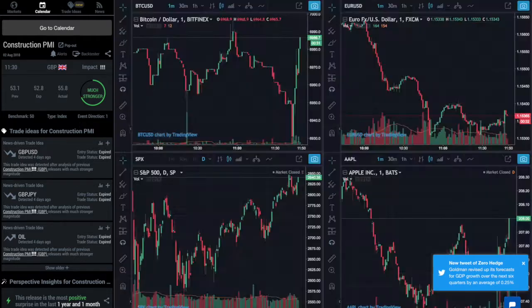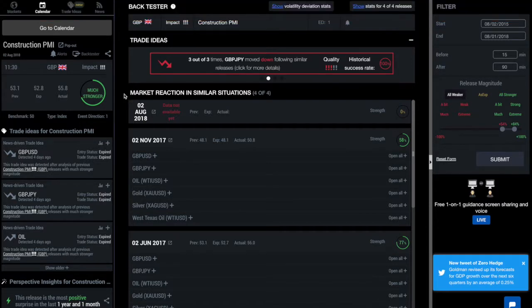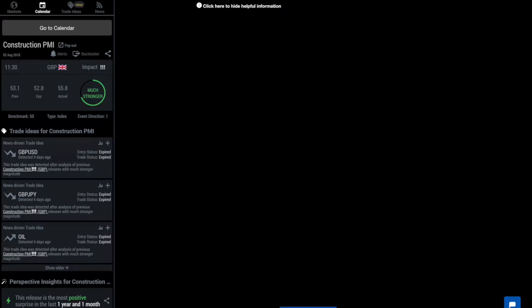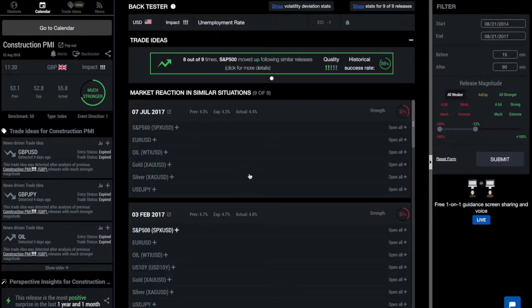What you can do is refresh the page and go to the backtester. You can look at something like this, right? The unemployment rate. You can prepare for something like this. The unemployment rate, which obviously is a really important release, and the potential trade ideas.